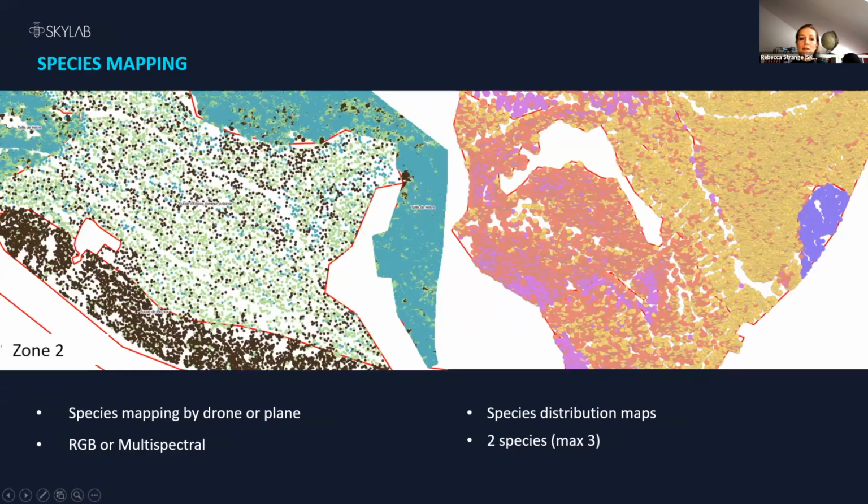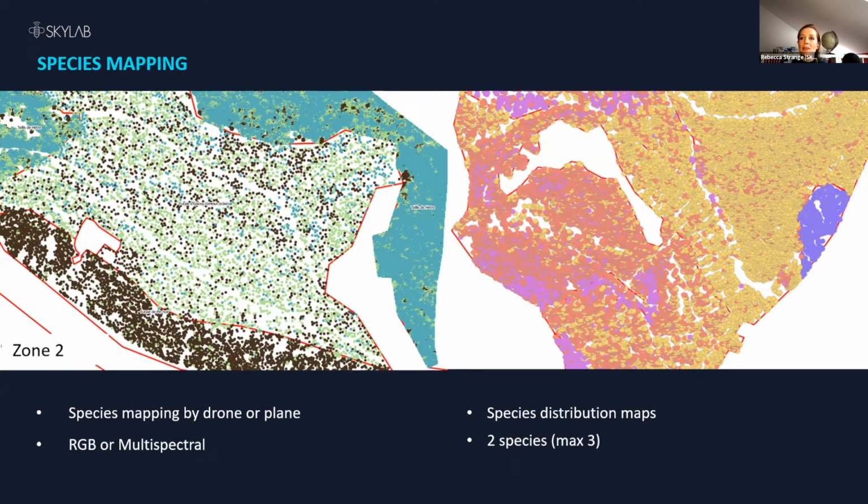And last in this section, I'm just going to touch on species mapping. So species mapping can be done by drone or plane using either RGB or multispectral data. And you can create these nice kind of species distribution maps. But this can be done accurately with 2 species, max 3.